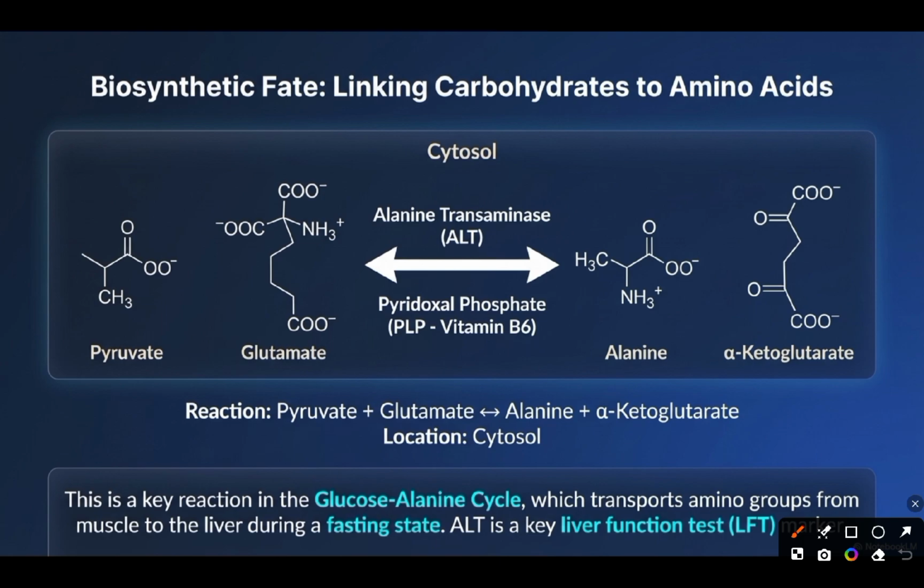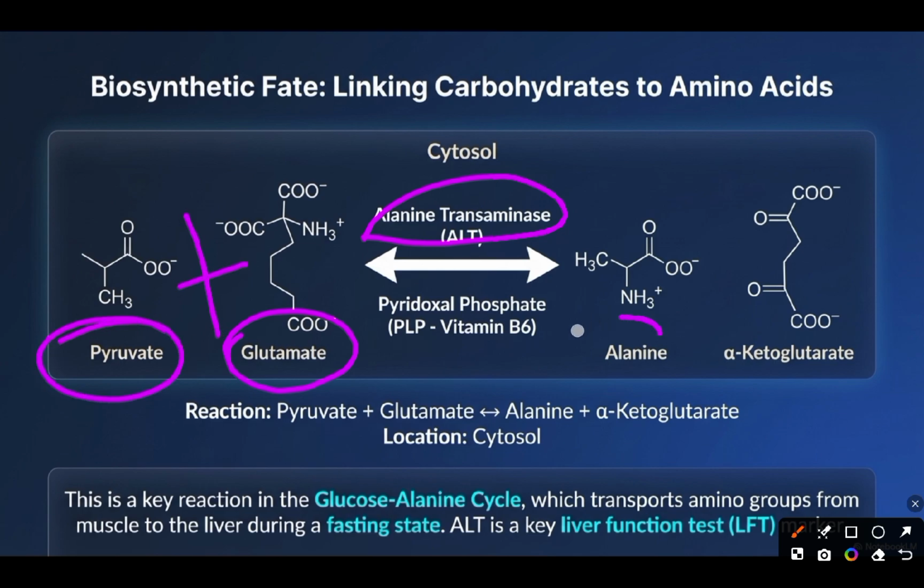So when your body requires alanine or non-essential amino acids, it will undergo another process, stimulated by an enzyme. The process by which you form alanine from pyruvate is stimulated by an enzyme known as alanine transaminase. What's it doing? It's converting pyruvate to alanine by adding glutamate. So glutamate and pyruvate are added together to form alanine and alpha ketoglutarate.